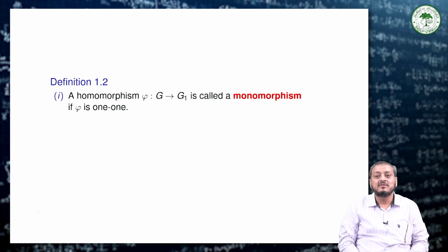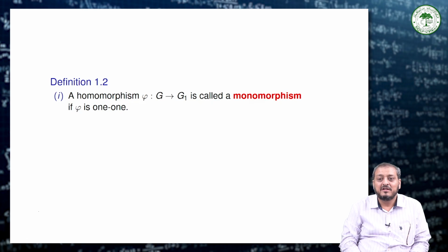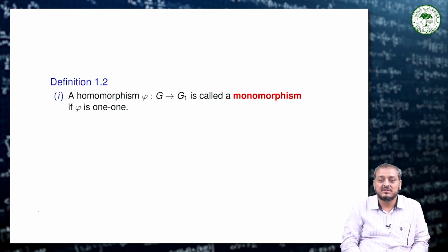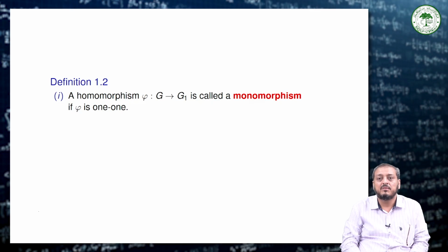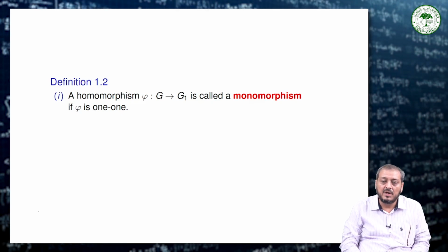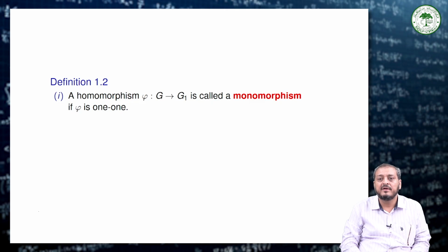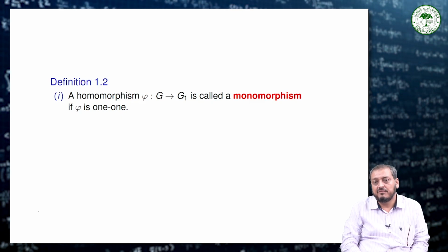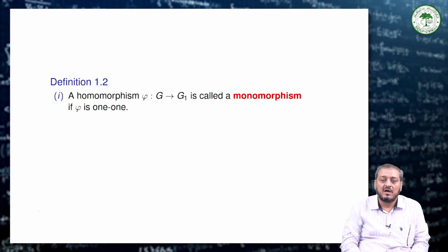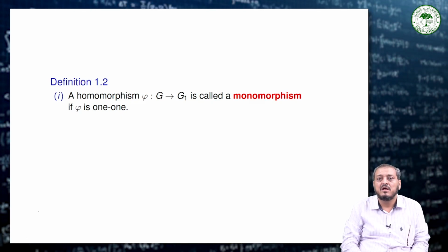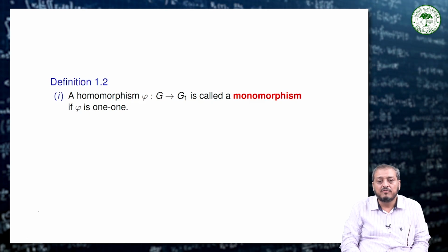Okay, welcome again in the new session. In this session, we have to discuss some different types of homomorphism, some more examples of homomorphisms, and the properties of a homomorphism. Let us begin with when a homomorphism is called a monomorphism.